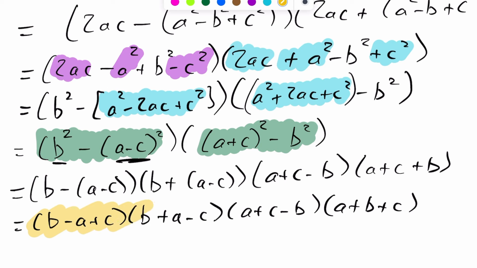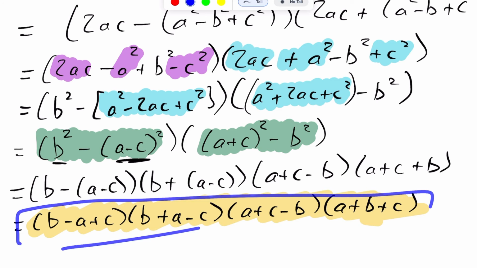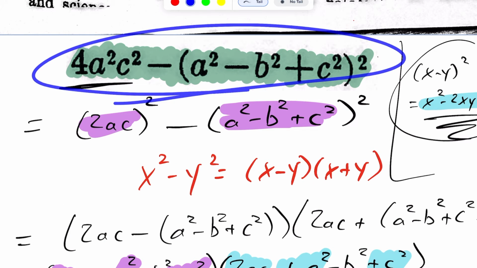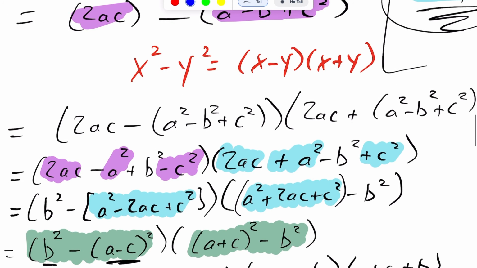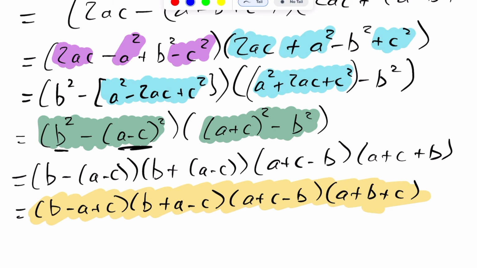None of these factors are the same. These are all unique combinations of the a, c, and b values based on their signs. So I can't really combine any of these together, and now this is fully factored. So turns out that if someone asked you to factor this expression here, doing difference of squares one, two times with some creative factoring techniques here, we can get our expression fully factored.